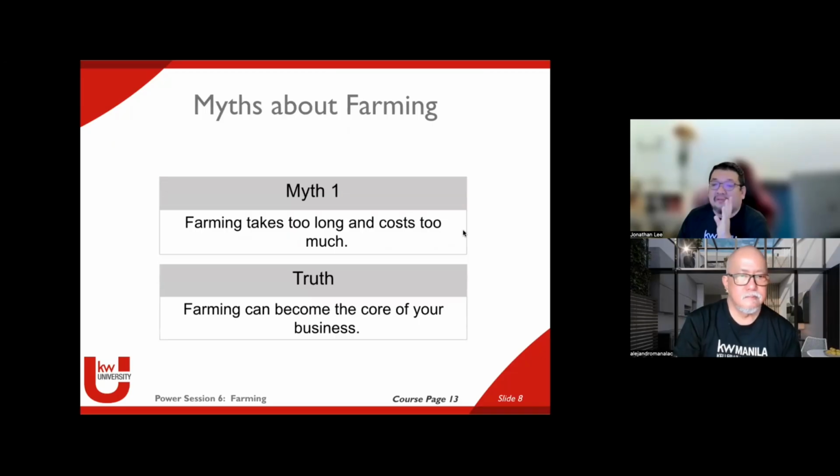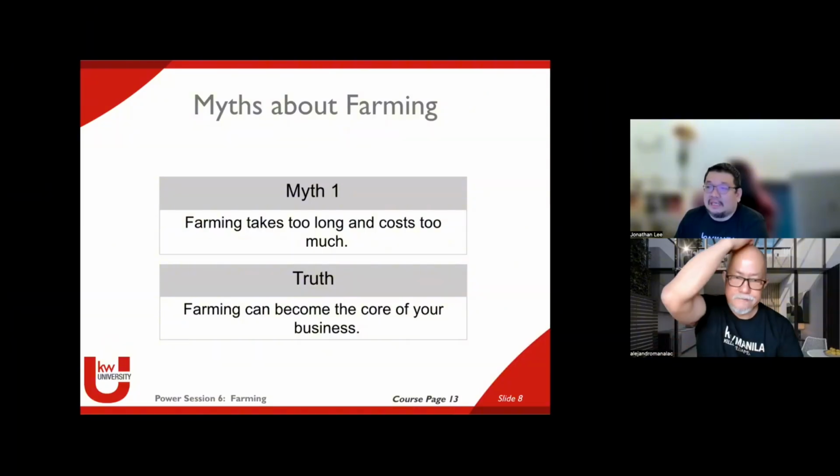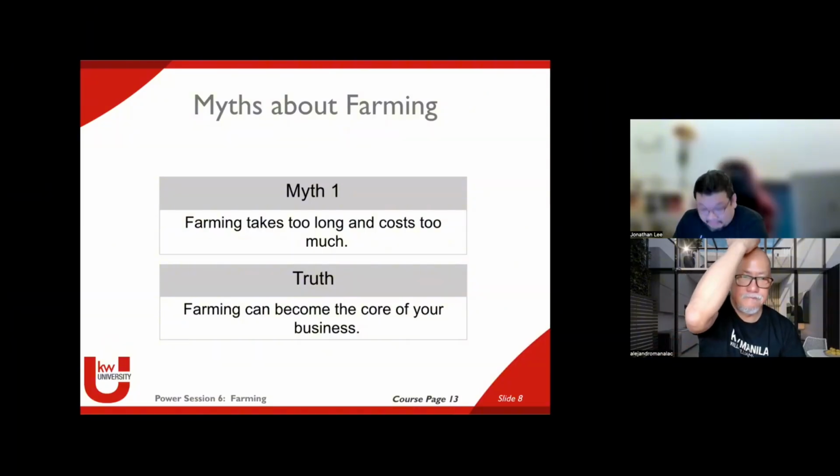Okay, so the myth about farming is that farming takes too long and costs too much. And the truth is farming can become the core of your business. I believe that most successful real estate agents or brokers in the world I've seen, who are consistently earning good income and consistently transacting a lot, are the ones that actually focus on key locations or key market segments.